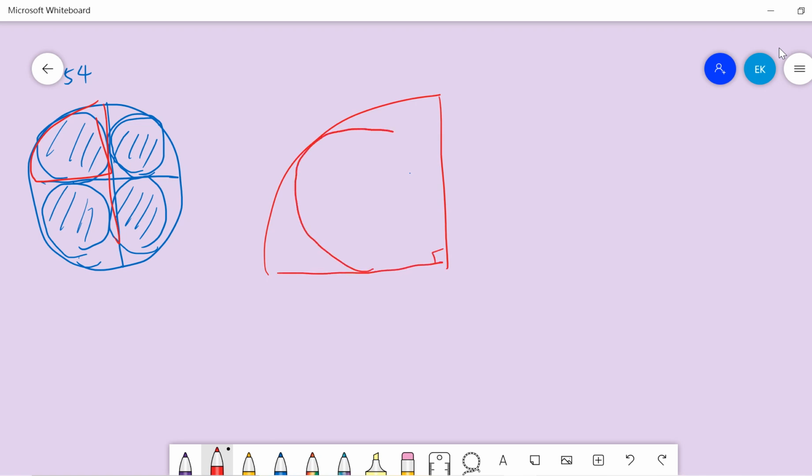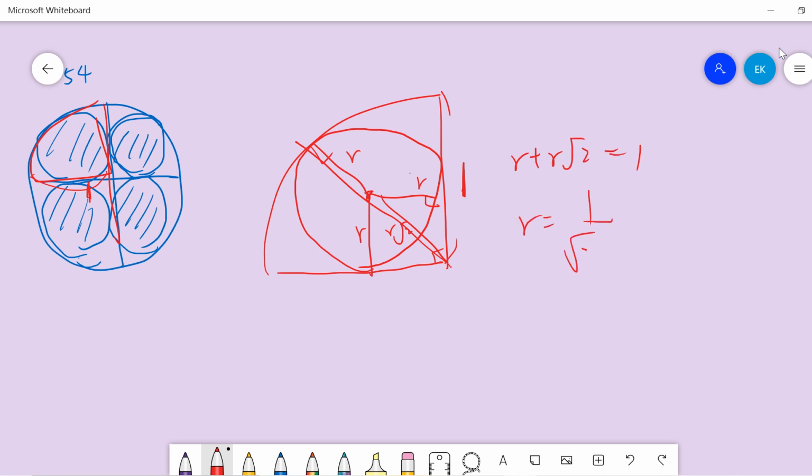So this is a circle inside here. My drawing is very bad. Suppose this is 1. Then this is R, and this is R, and this is R. So this is R square root of 2. So R plus R square root of 2 is 1. So R is 1 over square root of 2 plus 1.